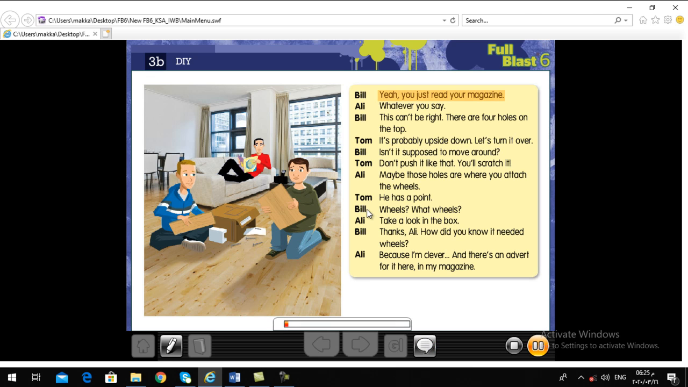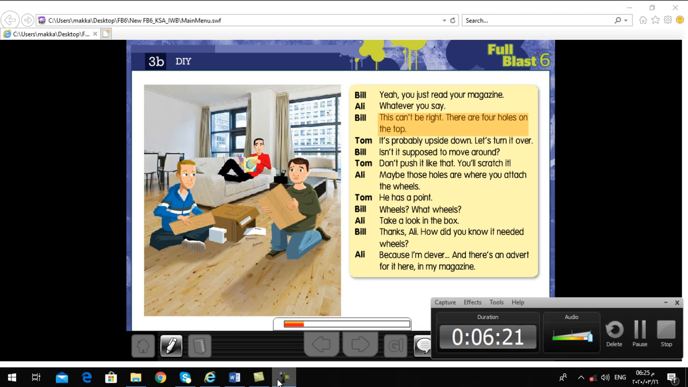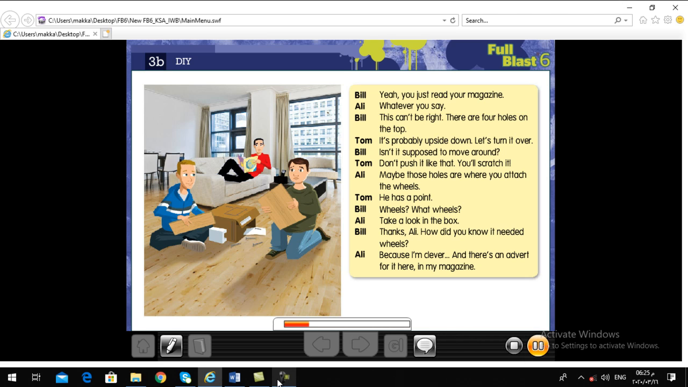Yeah, you just read your magazine. Whatever you say. This can't be right. There are 4 holes on the top. It's probably upside down. Let's turn it over.